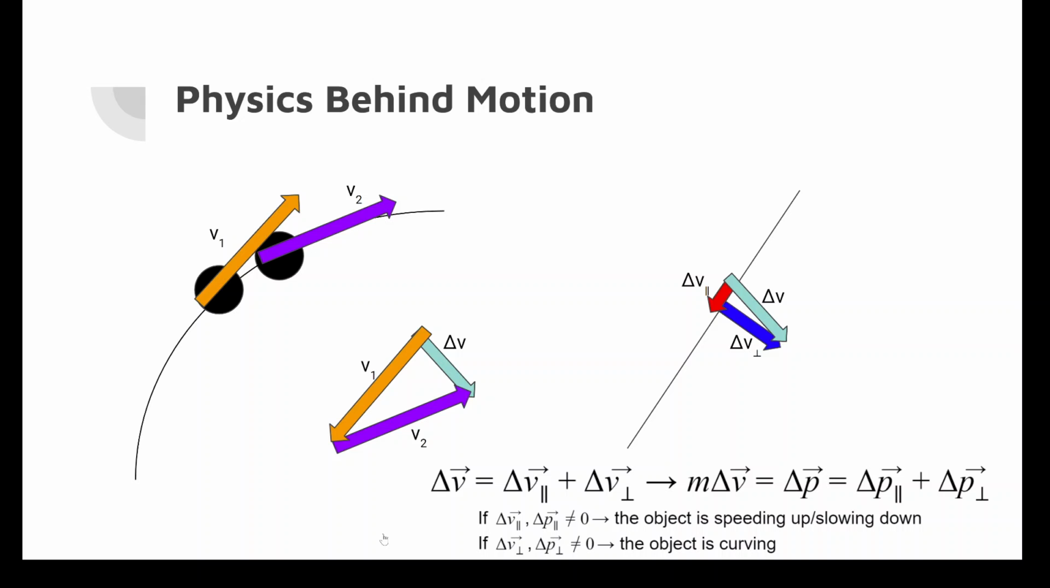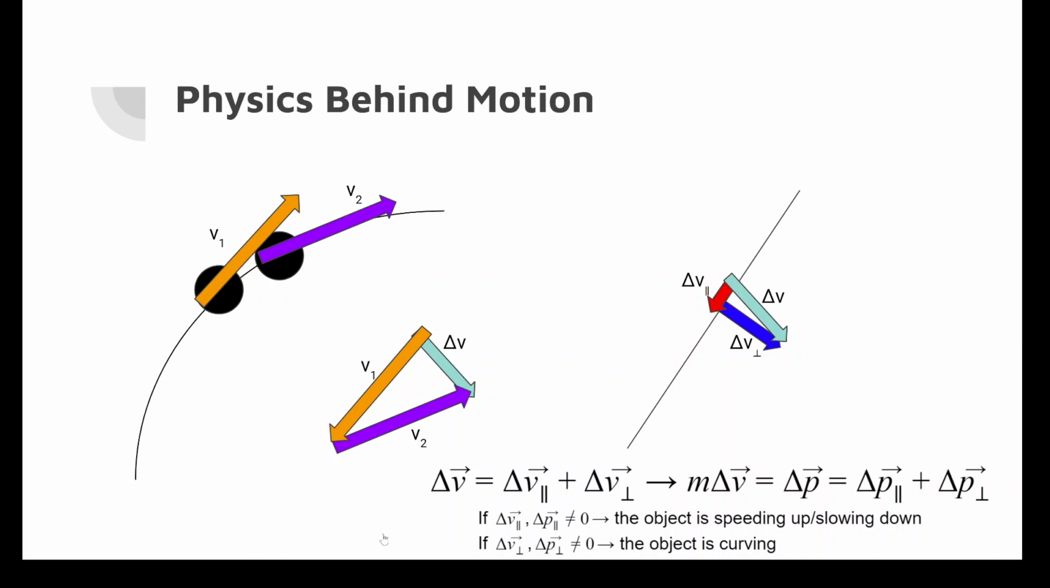Now we can change our coordinate system to make it easier to understand how the velocity changes over the course of an object's motion. Take the tangent line to v1 to be the parallel axis, and we can see that a component of delta v lies on this line, denoted delta v parallel. And if we subtract delta v parallel from delta v, we get the second component of delta v, denoted as delta v perpendicular.